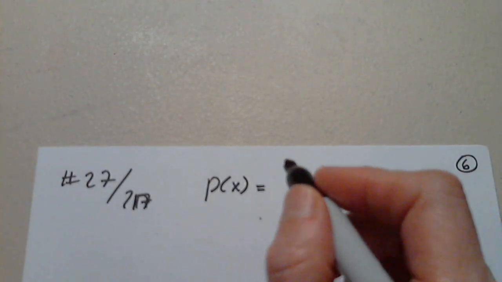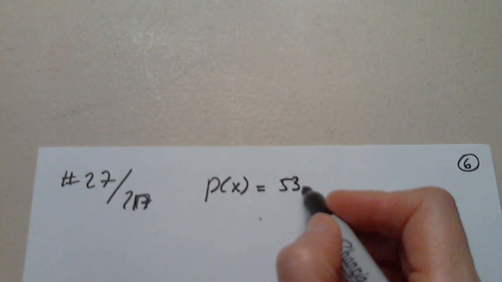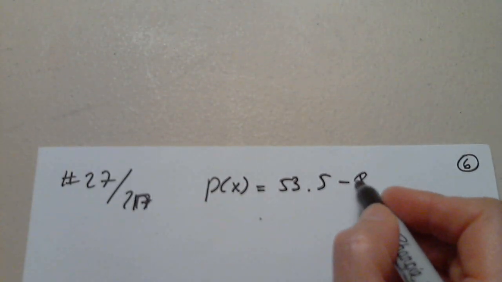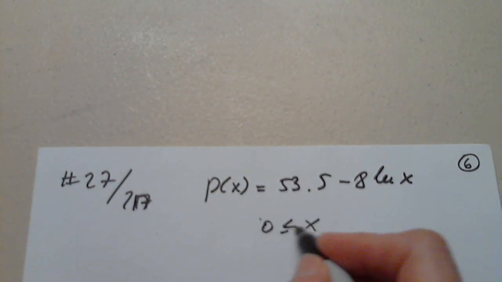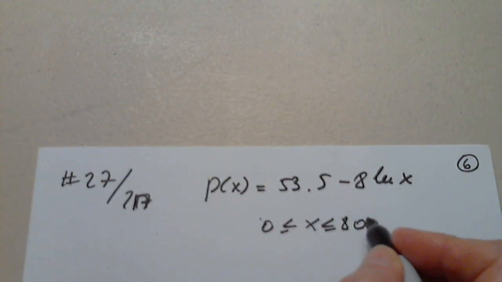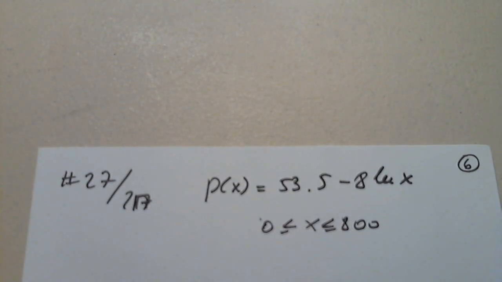So this is 27, what page? 217. So they give us P of X, lowercase p of X equals 53.5 minus 8 natural log X. And they're telling us that X is the number of games sold, somewhere between 0 and 800, and P is the price.